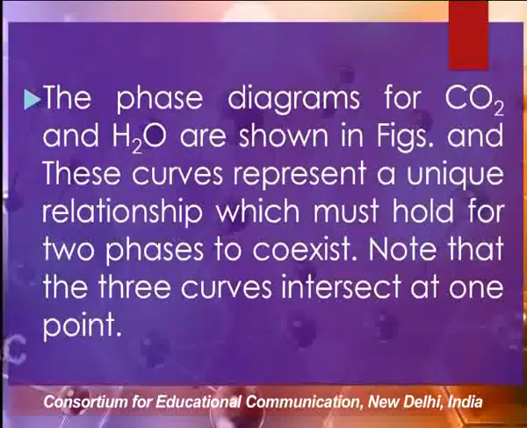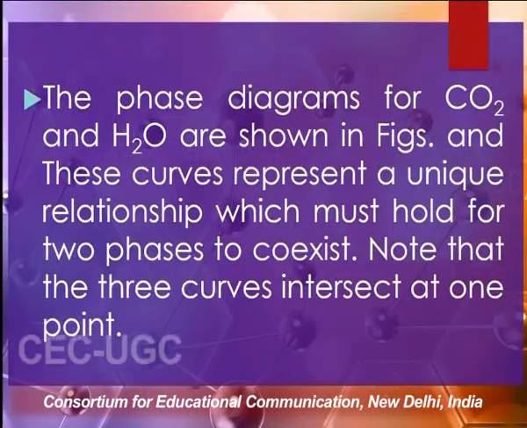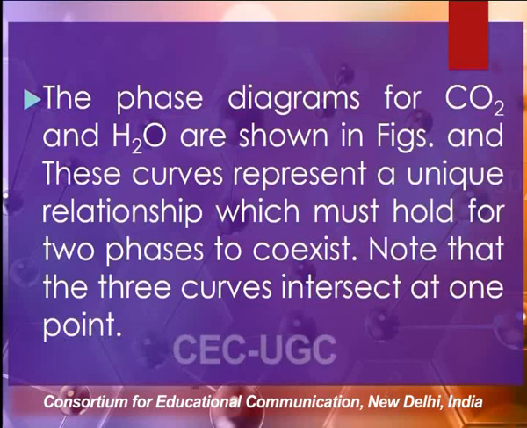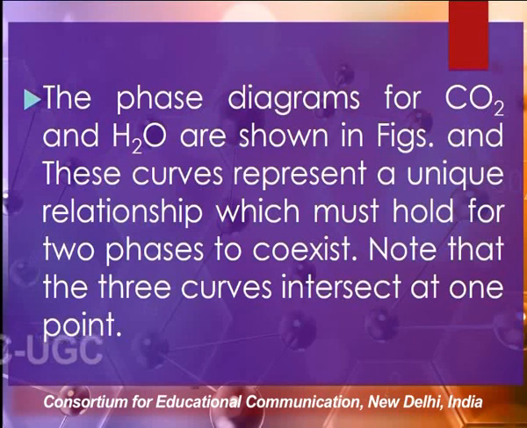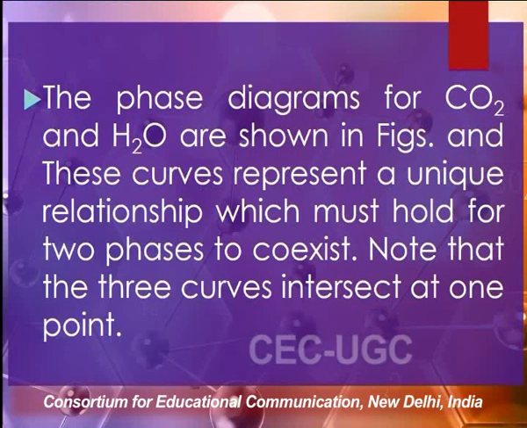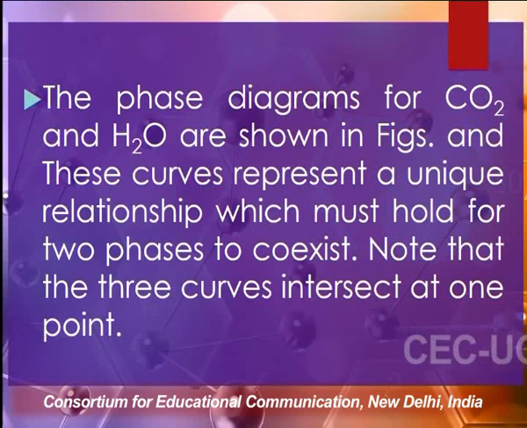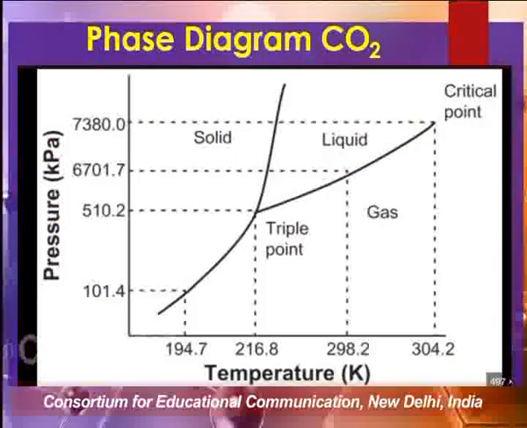Now I will show you the phase diagrams for carbon dioxide and water. These curves represent a unique relationship which must hold for the two phases to coexist. Note that the three curves intersect at one point. This point is called the triple point.